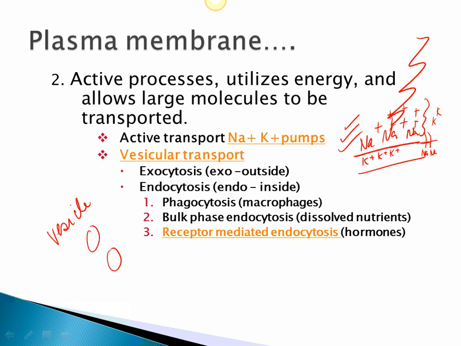So exocytosis is pushing something outside. You make these small fluid-filled sacs and push them outside. Most of the secretions in our body go out by means of exocytosis. For example, in the pancreas, when a lot of enzymes are made and those have to reach the lumen of the small intestine, there are organelles which make these little vesicles and they get pushed outside. So this is exocytosis.